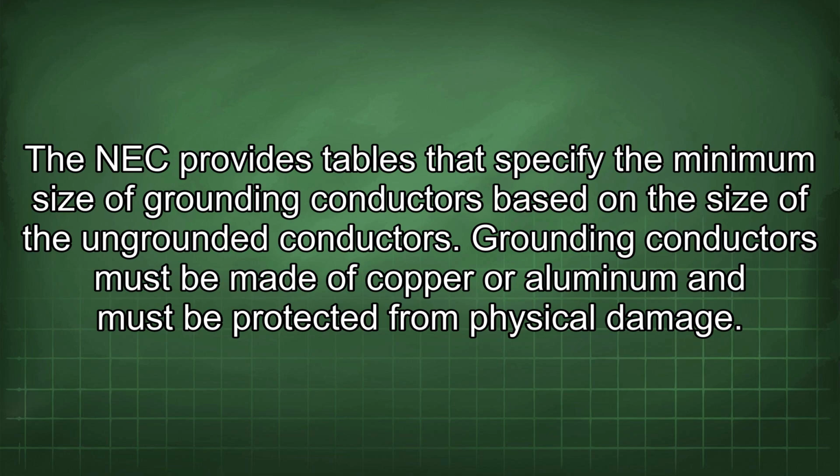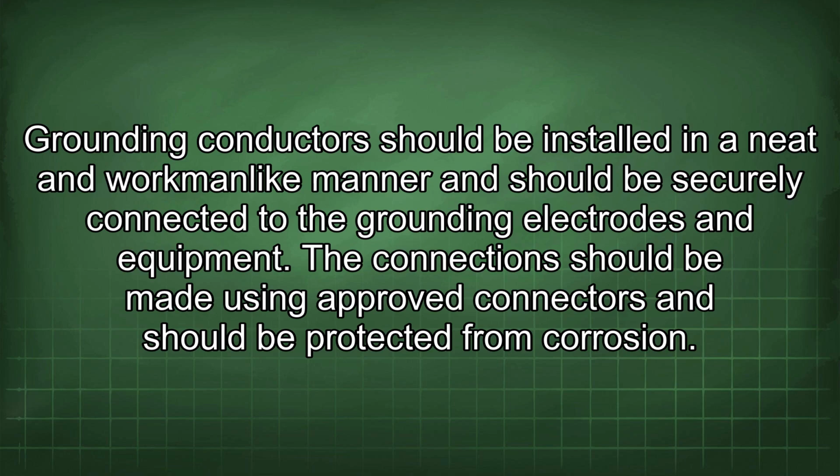Grounding conductors must be made of copper or aluminum and must be protected from physical damage. Grounding conductors should be installed in a neat and workmanlike manner and should be securely connected to the grounding electrodes and equipment. The connections should be made using approved connectors and should be protected from corrosion.